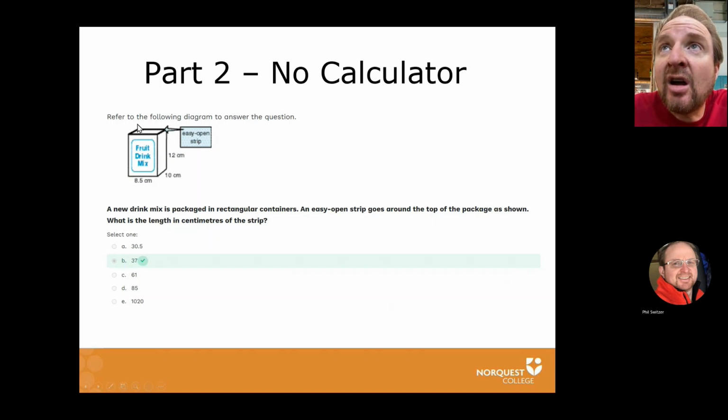You know, it's talking about the top of the package, right? So we're looking right here at the very top of this package. And so essentially that's called perimeter. We can see the bottom is 8.5, therefore the top is 8.5.